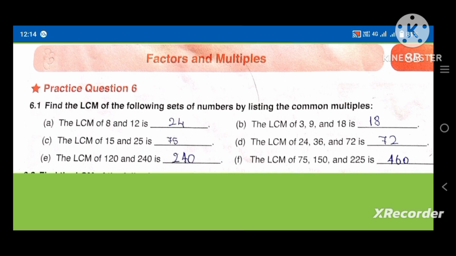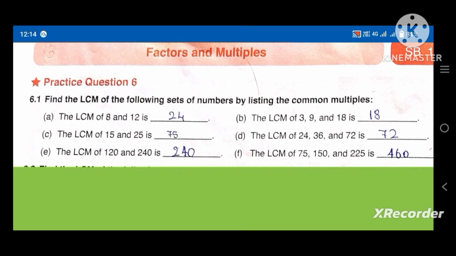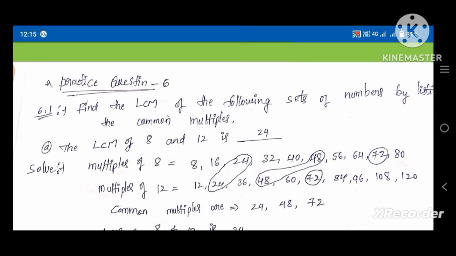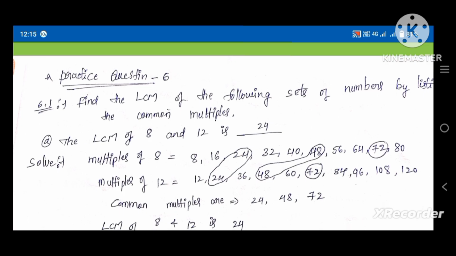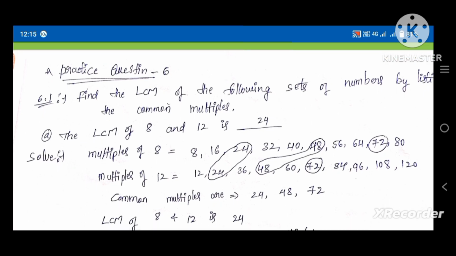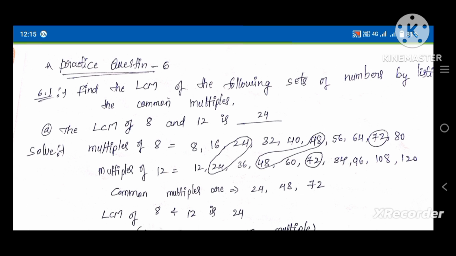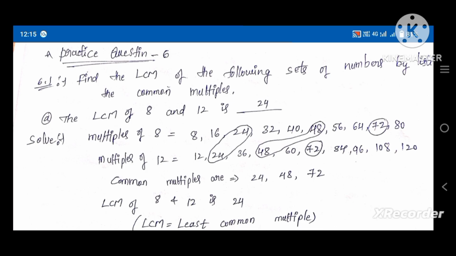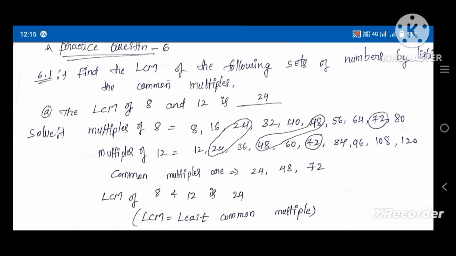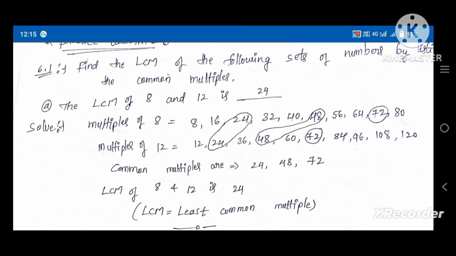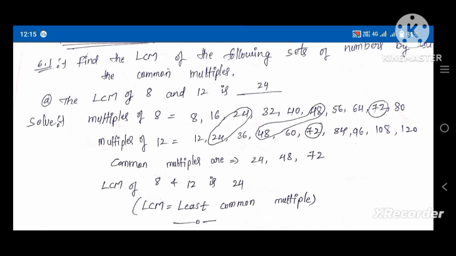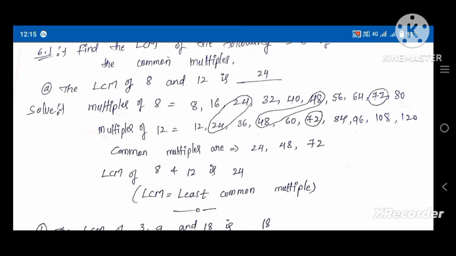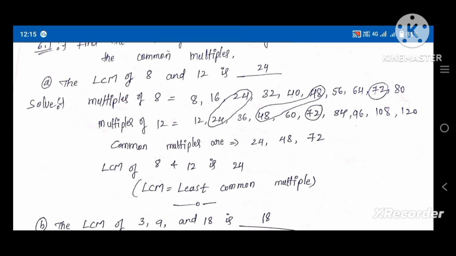6.1. Find the LCM of the following sets of numbers by listing the common multiples. A. The LCM of 8 and 12 is 24. Multiples of 8: 8, 16, 24, 32, 40, 48, 56, 64, 72, 80. Multiples of 12: 12, 24, 36, 48, 60, 72, 84, 96, 108, 120. Common multiples are 24, 48, 72. The LCM of 8 and 12 is 24.